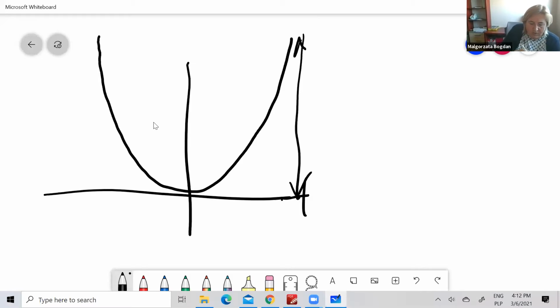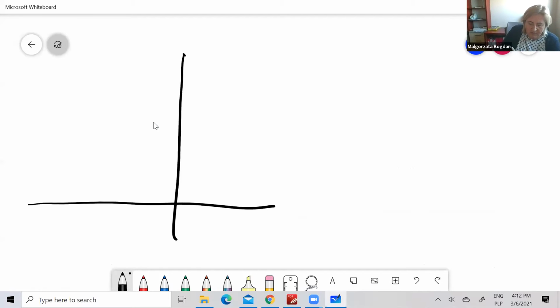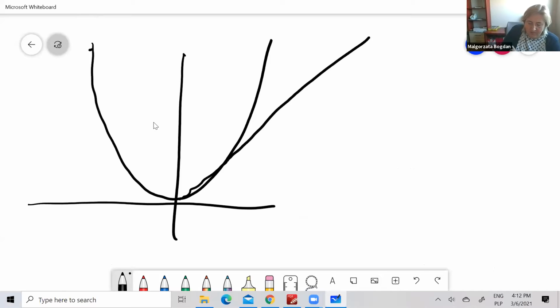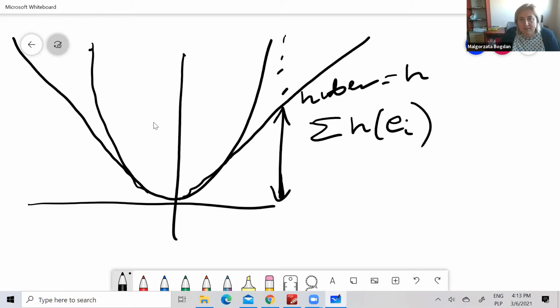So what you can do, well, you can use a different function. You don't have to use a square function. You can use a function that initially is like a square function, but then at some point it becomes linear. This is what we call a Huber function. So let's call it h. Instead of minimizing the sum of squares of residuals, we minimize the sum of h of the residuals. And then a large residual will have much smaller influence than when I did the square regression.